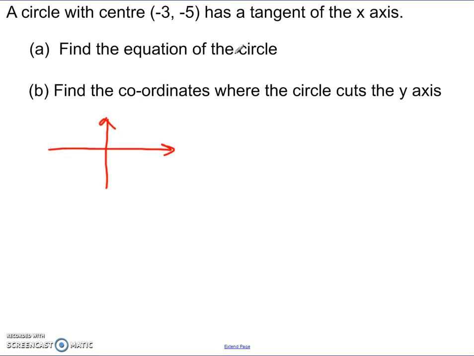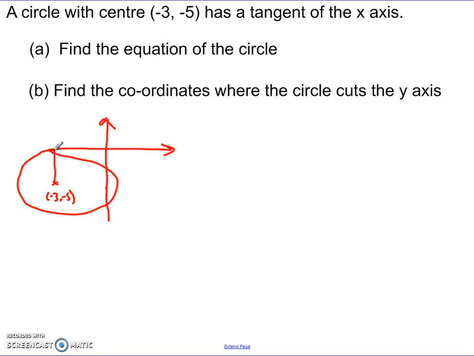Now imagine we've got the sketch here. It's a centre of (-3, -5), so along there and down to there. So there's my (-3, -5). And it's got a tangent of the x-axis. So what that means, if I was to draw a radius on, it would touch the x-axis but wouldn't cross it. So my circle would look something like that, just slightly better drawn.